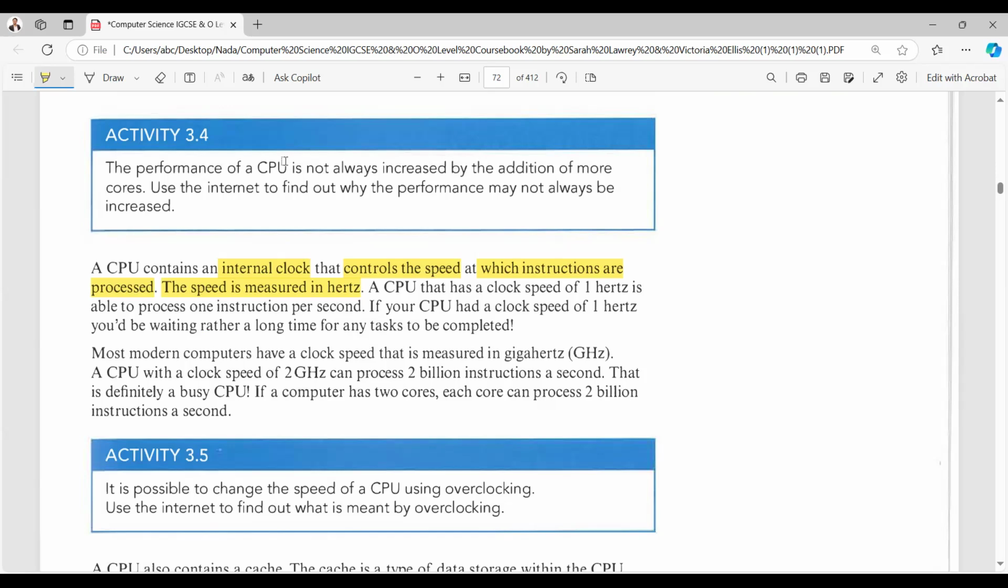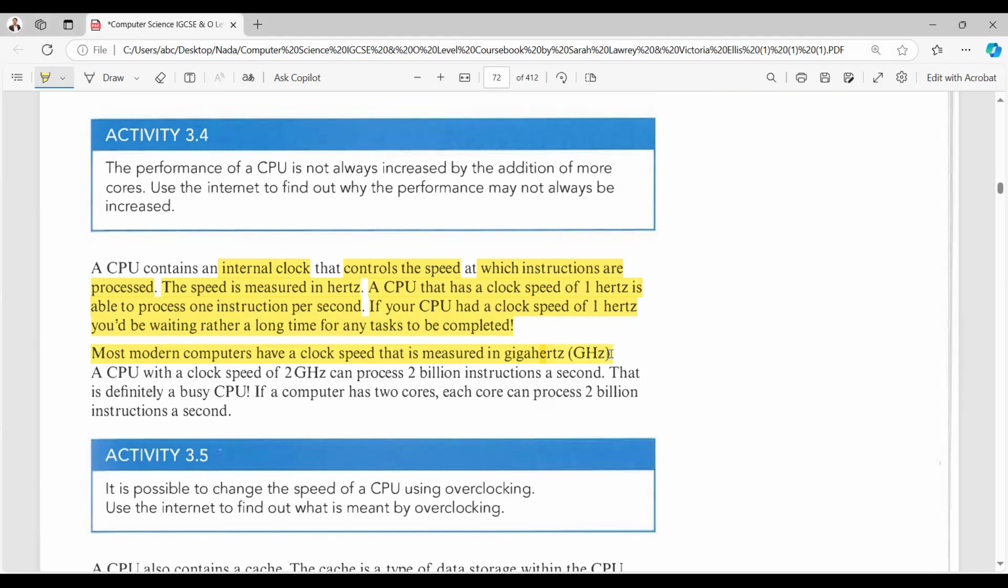A CPU that has a clock speed of 1 hertz is able to process one instruction per second. However, if your CPU had a clock speed of 1 hertz, you would be waiting for other tasks to be completed. Because 1 hertz means you can only perform one instruction per second, and whenever you are working with your computer, you are performing millions of instructions per second. So this is the reason that if you have a lower speed measured in hertz or megahertz, it is slow. Most modern computers have a clock speed that is measured in gigahertz.